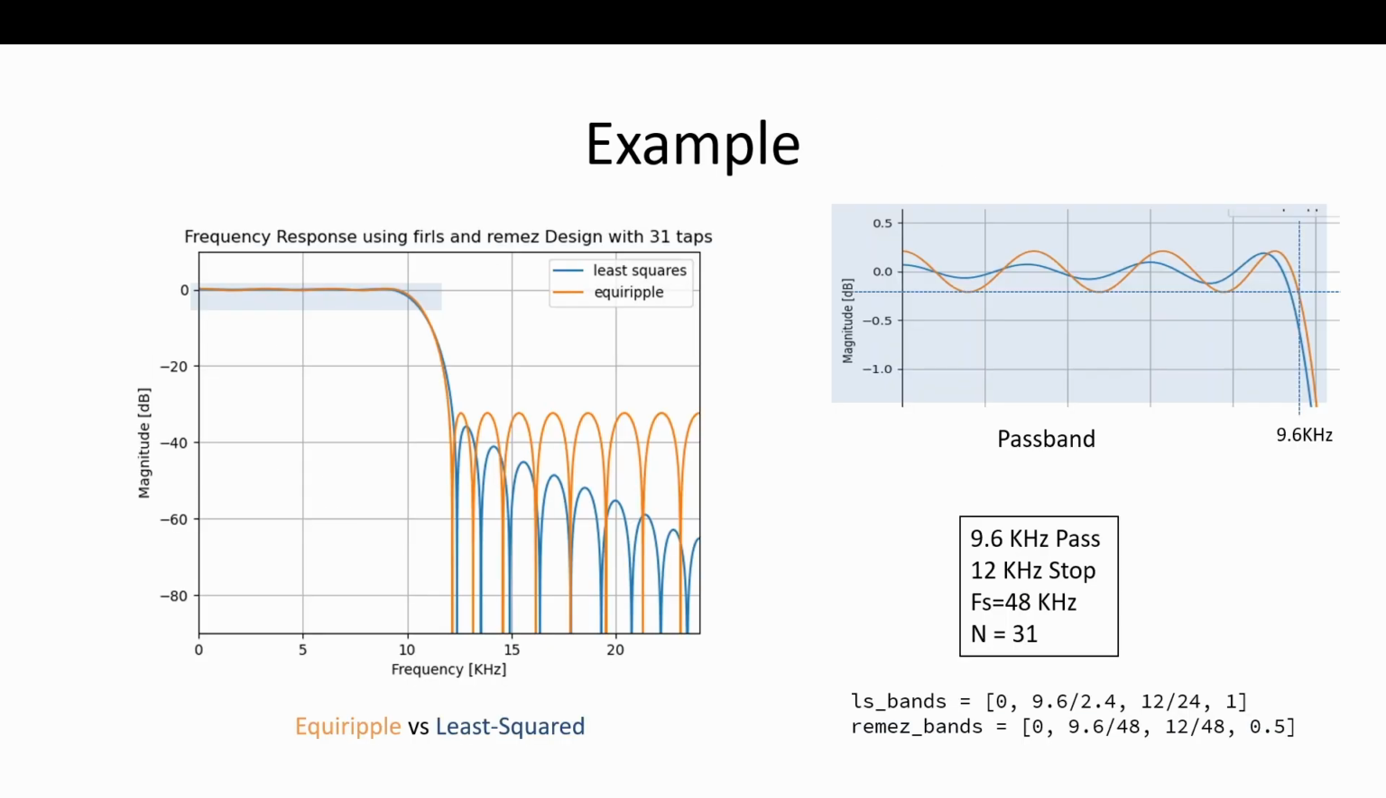So here's back to that filter that we were talking about, right? Where we said, hey, we want to do a 9.6 kilohertz pass band. And that's saying where we want to pass before it leaves this ripple spec, right? So it's very tight. It's not a 3 dB edge or anything like that. And then same thing with the stop. Where do we want to stop? So you're seeing here least squares versus equal ripple for the same number of taps, right?